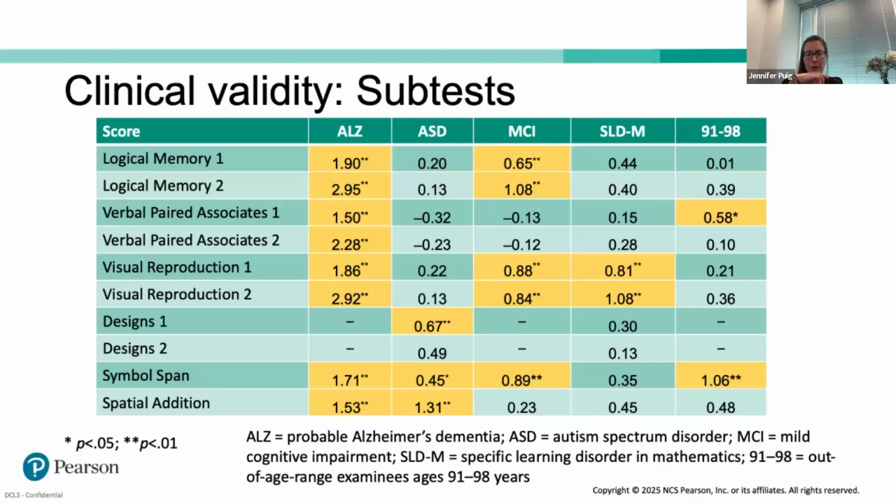For the SLD math group, it appears that the differences in performance at the index level were driven by lower performance on the visual reproduction subtest. So these findings are generally consistent with these diagnoses and provide support for the use of the WMS-5 in clinical practice.